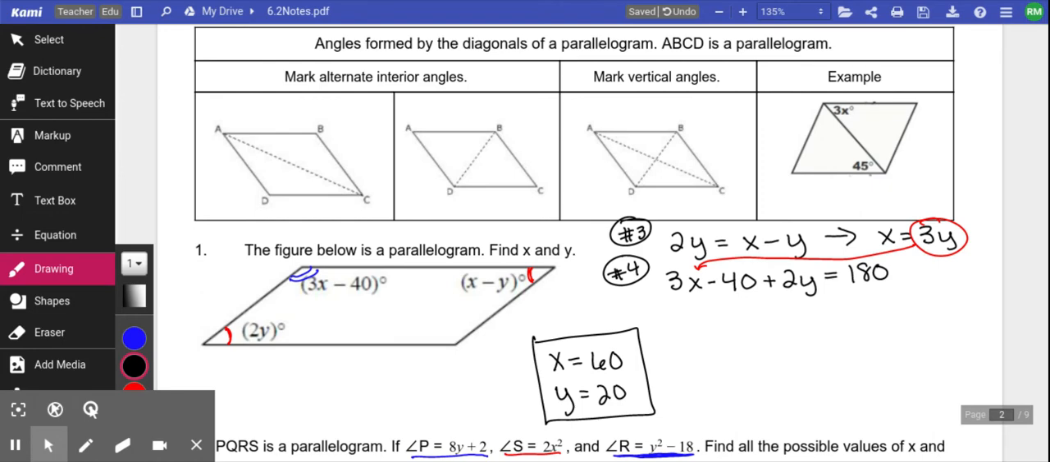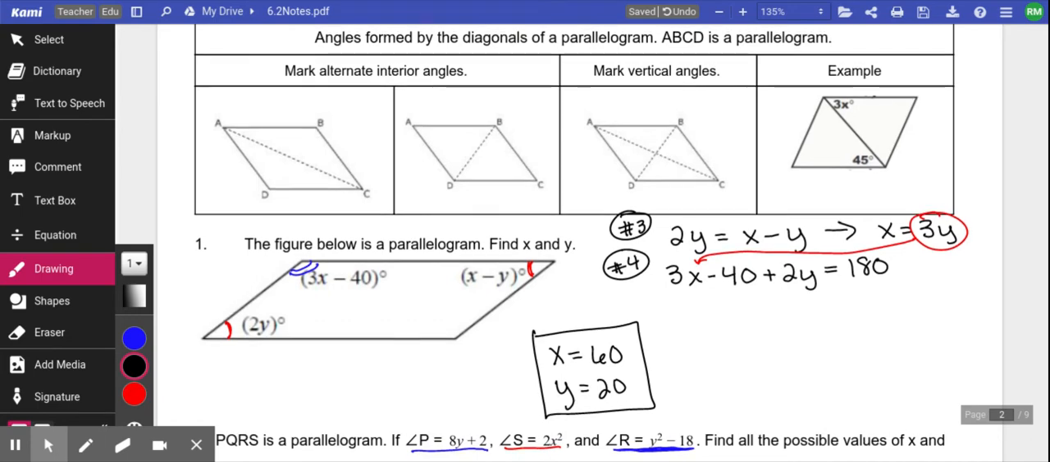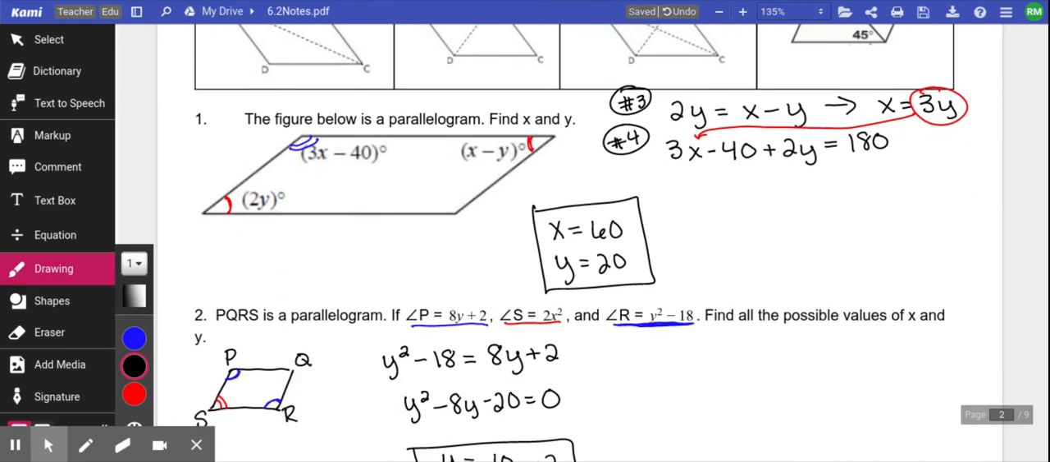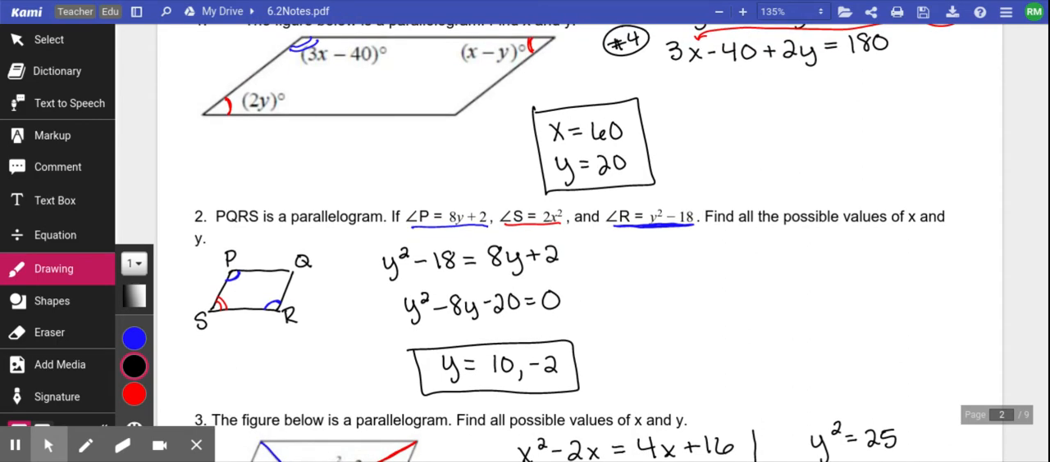Okay, so let's go over these answers. For number 1, I chose to use a substitution. You could use elimination. Should have got that x equals 60 and y equals 20. Number 2, we weren't completely finished with, so you should have solved for y, and you should have got 2 answers. You should have got y equals 10 and y equals negative 2. So once we have these 2 answers, let's plug it in and see what happens.